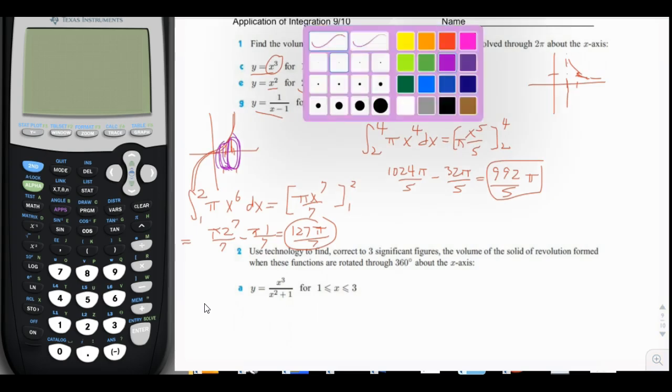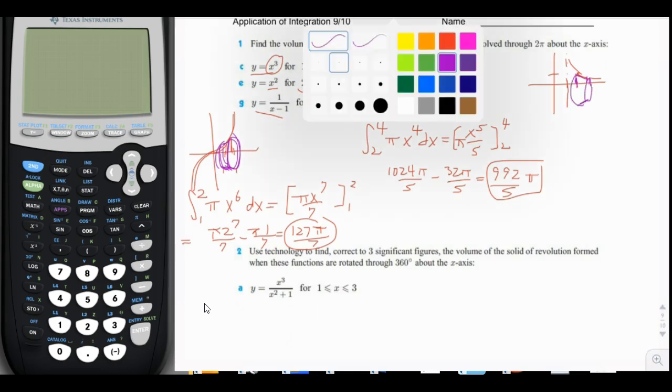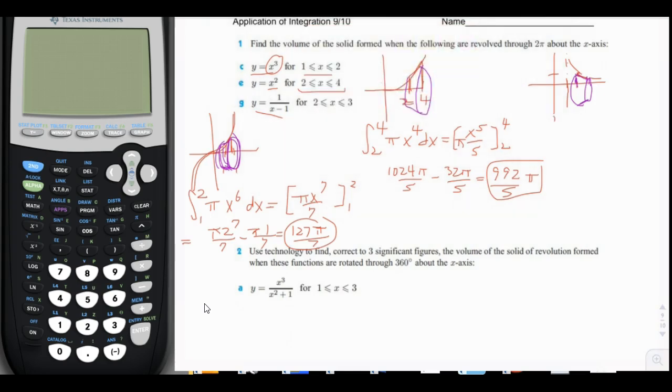So it's going to be like that. And then if you rotate it, it looks kind of like that. Okay. So the integral is going to be from 2 to 3 of pi, and the r value is going to be 1 over x minus 1, squared.